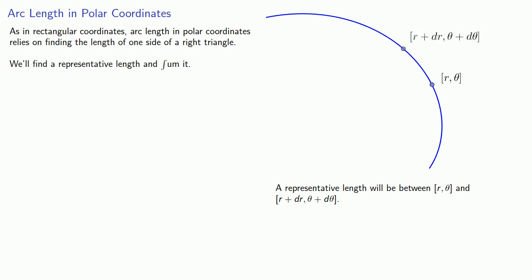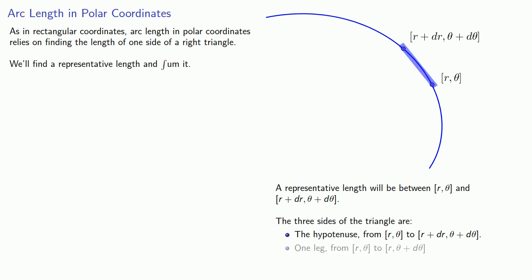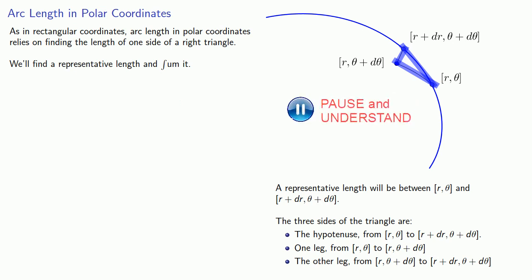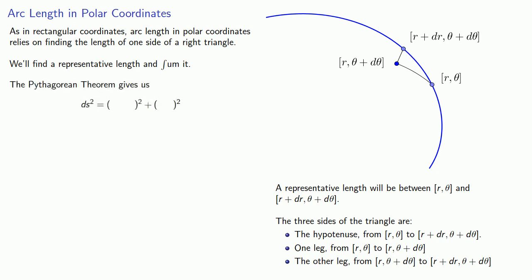And so we'll have three sides of the right triangle: the hypotenuse, which will run from (r, theta) to (r plus dr, theta plus d theta); one leg, which runs from (r, theta) to (r, theta plus d theta); and the other leg, which will run from (r, theta plus d theta) to (r plus dr, theta plus d theta). So we can apply the Pythagorean theorem. The square of the representative length is equal to the sum of the squares of the other two sides. So the length of this other leg is just dr.